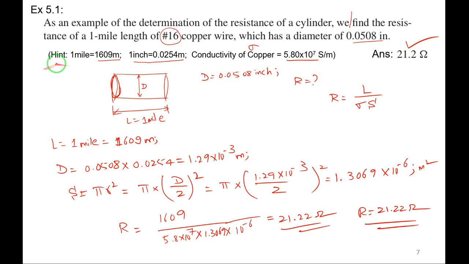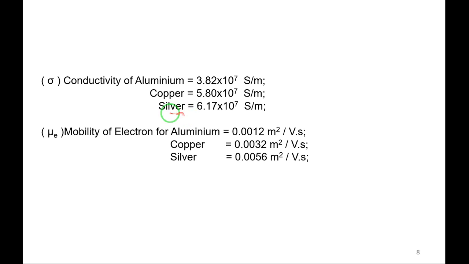One thing in this problem you have to remember: if it is given in miles, convert it into meters. 1 mile is roughly 1.6 kilometers, that is 1609 meters. 1 inch equals 2.54 centimeters, which is 0.0254 meters, right? Then everything is smooth as usual. Here the conductivities of aluminum, copper and silver have been listed. These are constants. The mobility of the electron in the case of aluminum, copper and silver has also been listed here. These things will be helpful in future problems and will act as a reference for us.